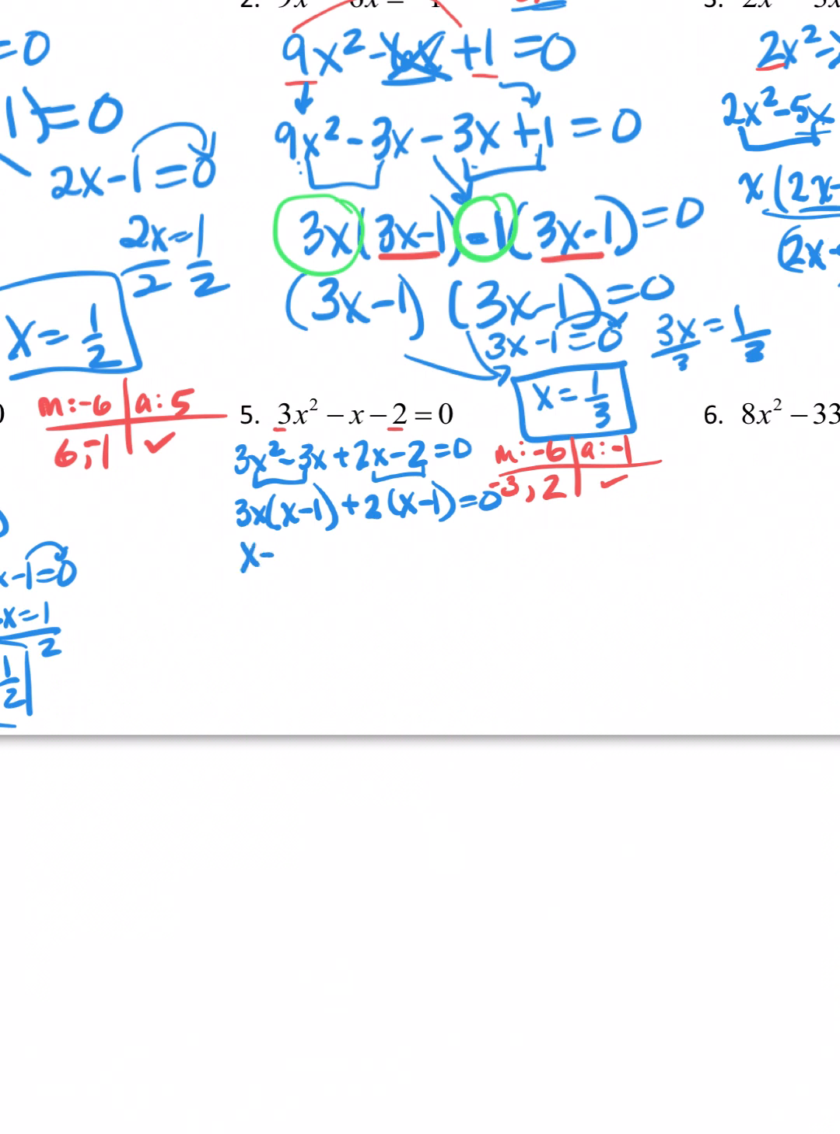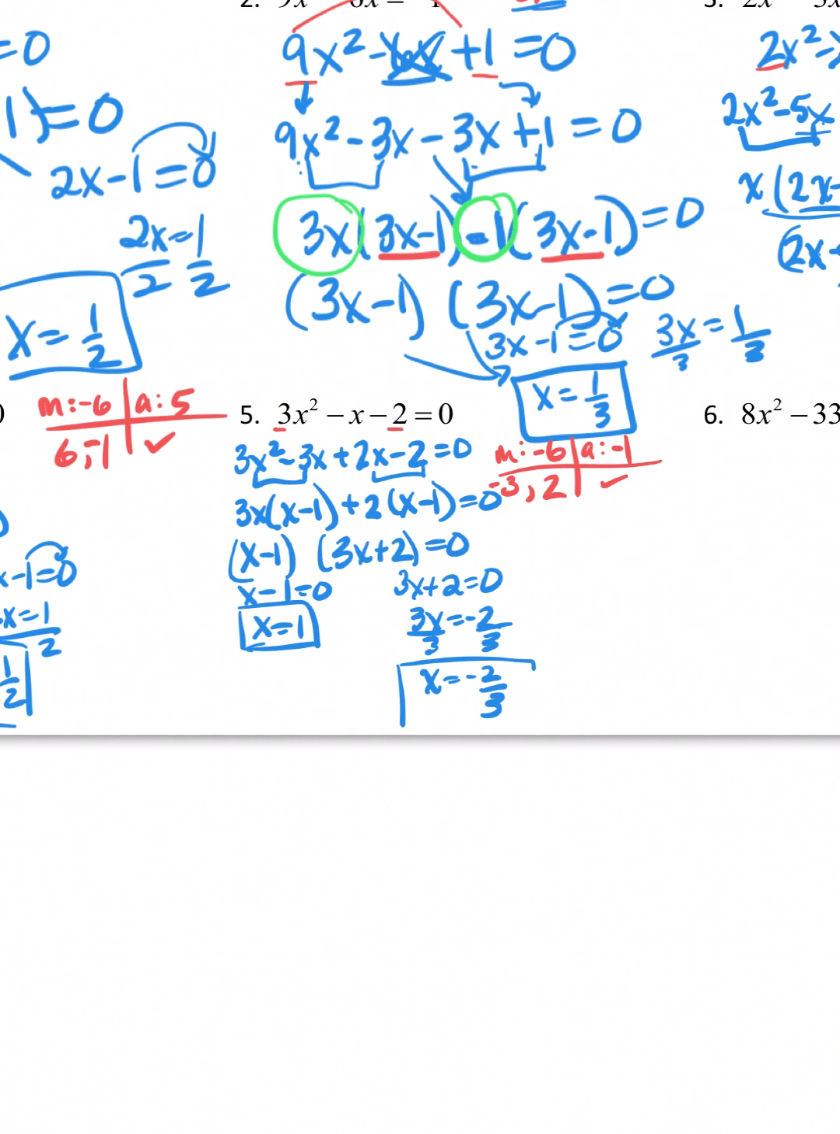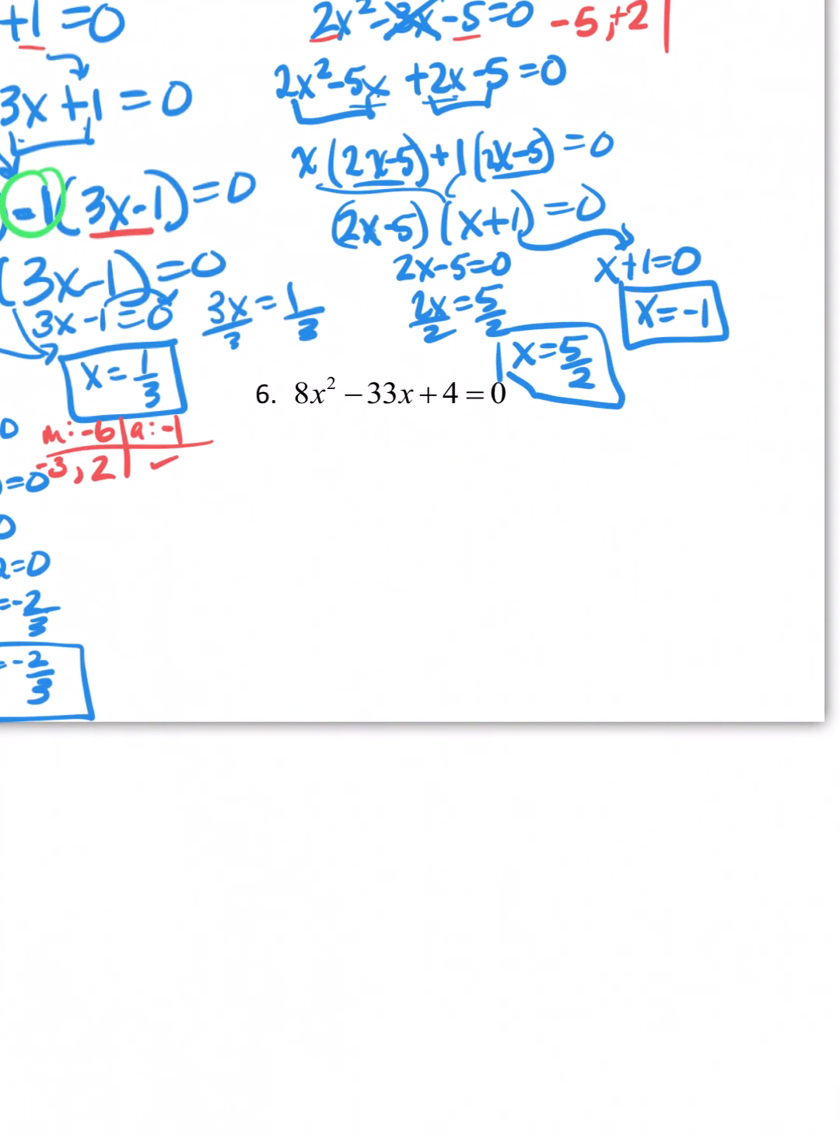So then I'll have x minus 1 times 3x plus 2. Set each one equal to 0. Solve it. So x is 1. There's one of my solutions. And then 3x plus 2 equals 0. So 3x equals negative 2. So x is negative 2/3. All right. Look at number 6.